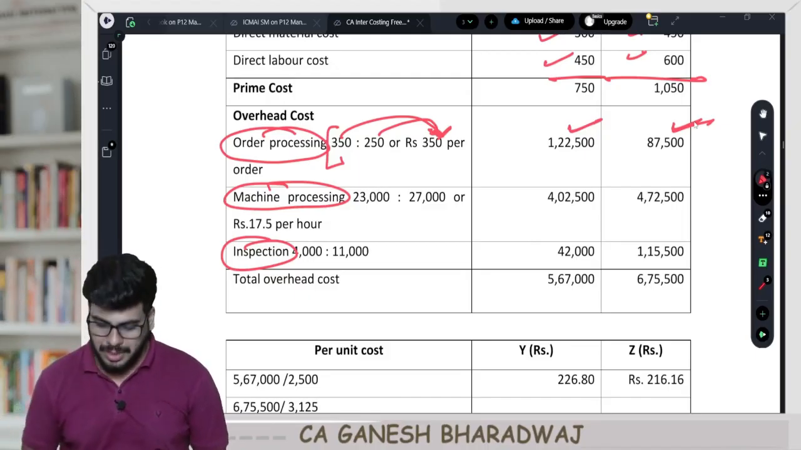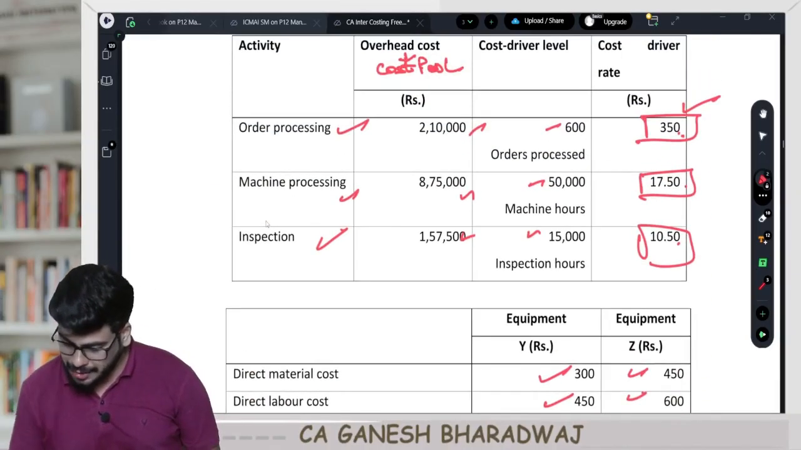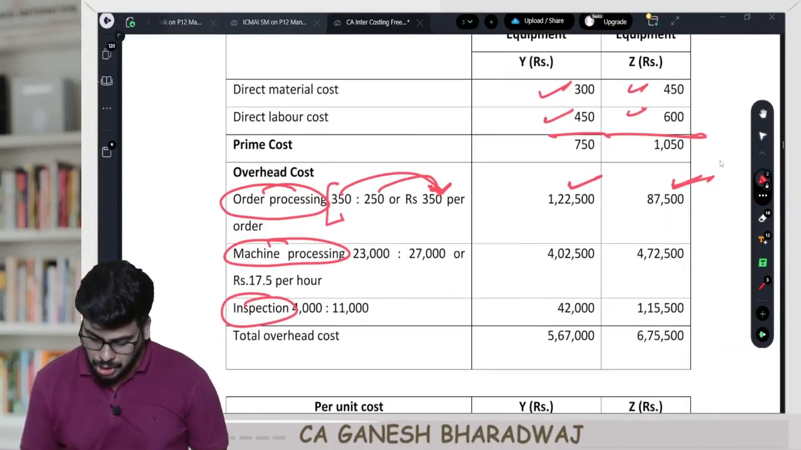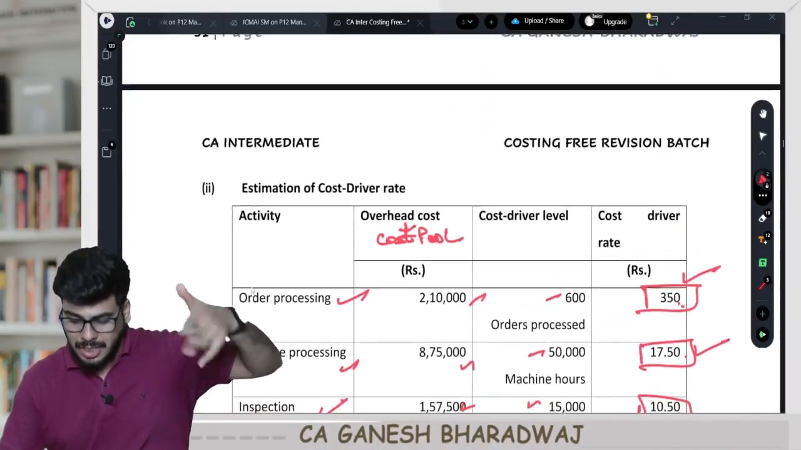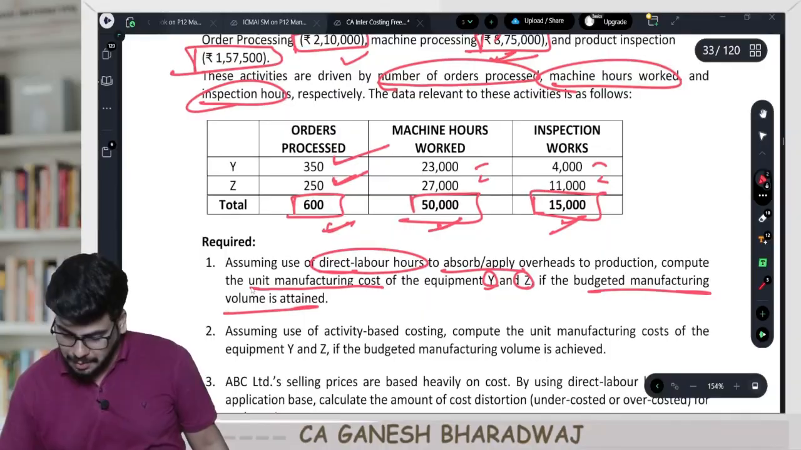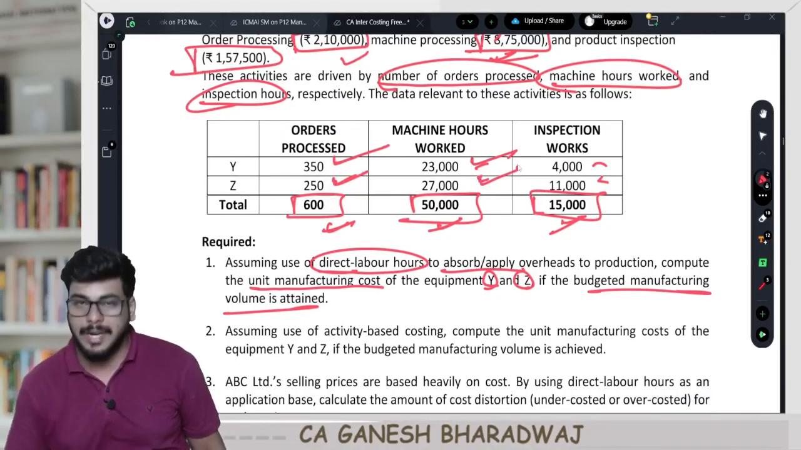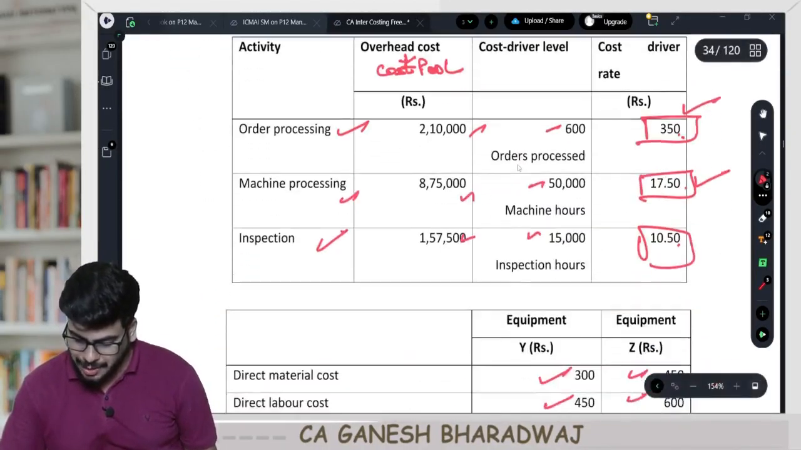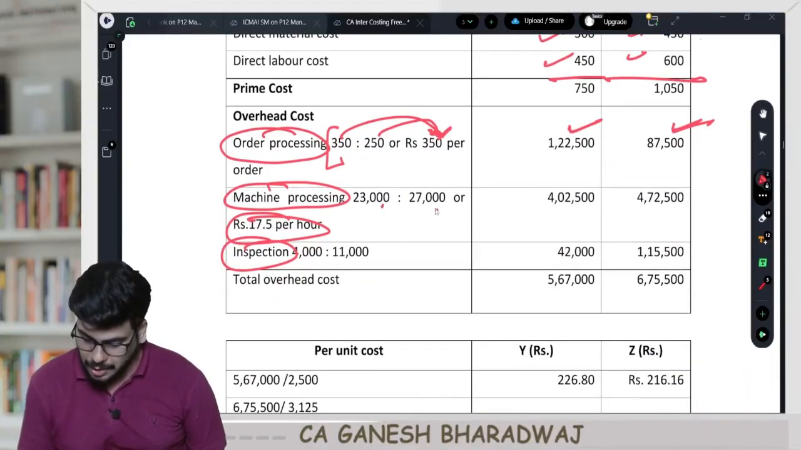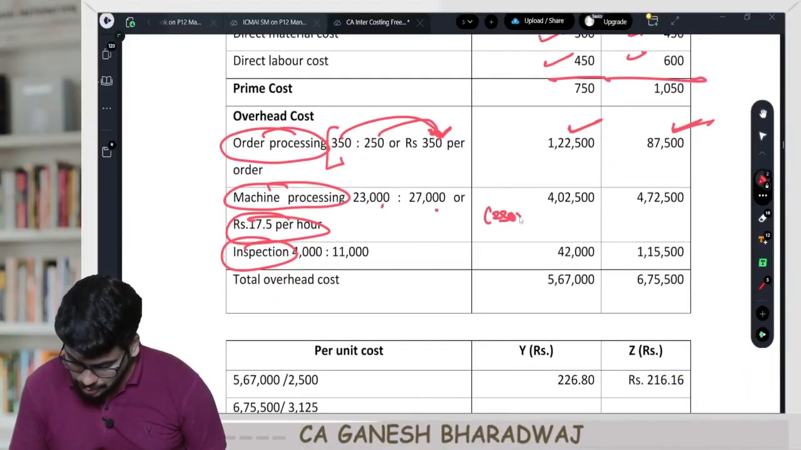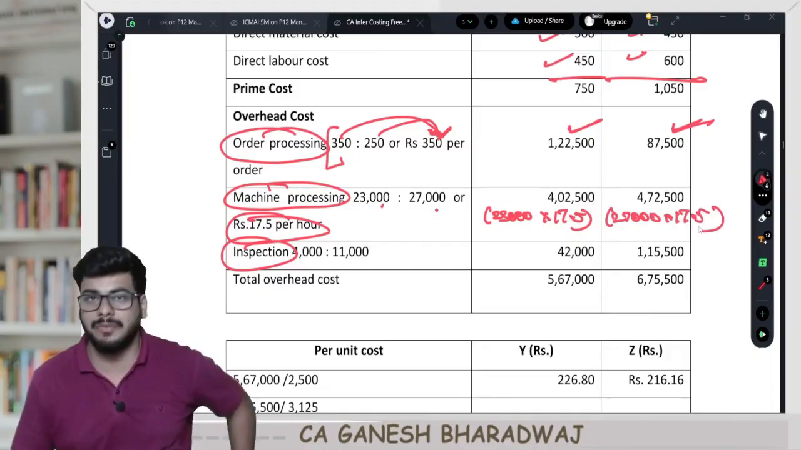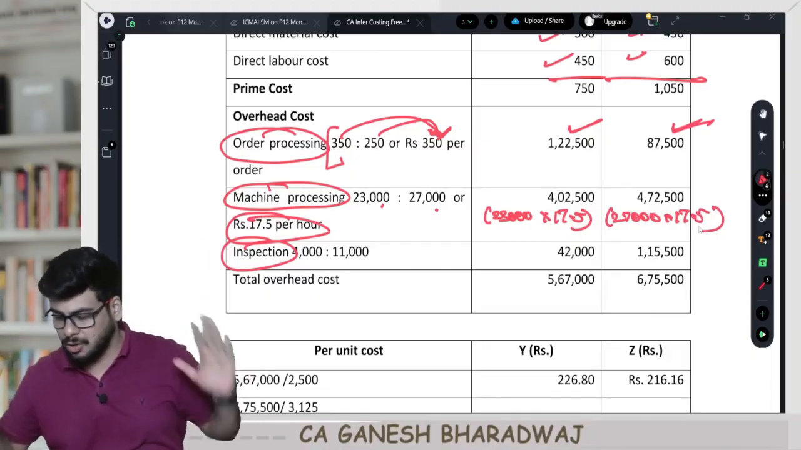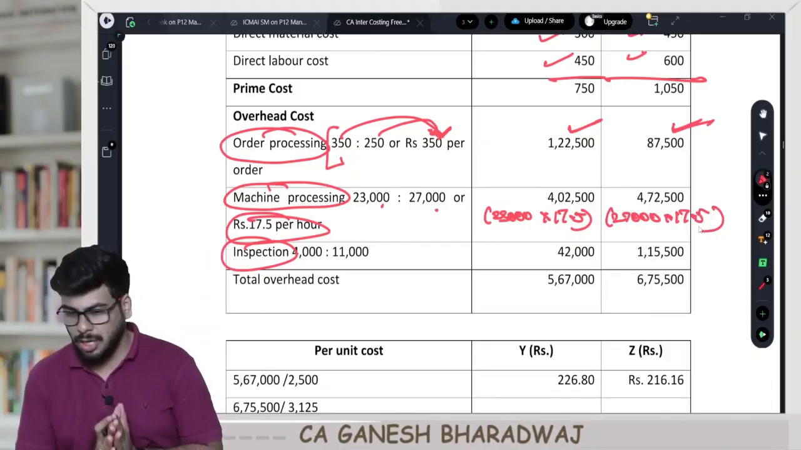Similarly, for the machine processing activity, the cost driver rate is 17.5 rupees. Multiply it with the respective machine hours taken by the products, 23,000 and 27,000 respectively. So this is going to be 23,000 hours into 17.5, and 27,000 hours into 17.5. Are you clear with this? This is the respective calculation. Are you all clear with this?